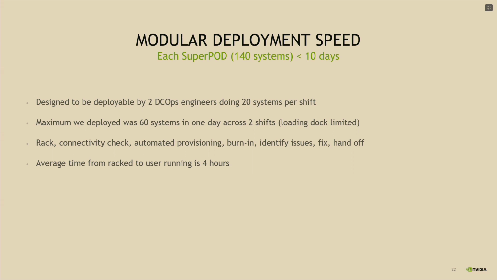So the general flow is you rack, you do your power up and connectivity check. We have automated provisioning, burn-in, issue identification. A cable not plugged in all the way is fairly common. We do fix, and then we do handoff to users. Our average time from rack to user running is 4 hours in our build.